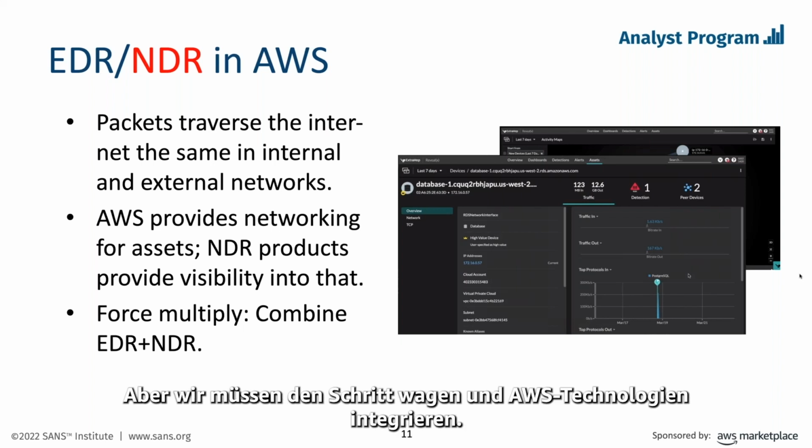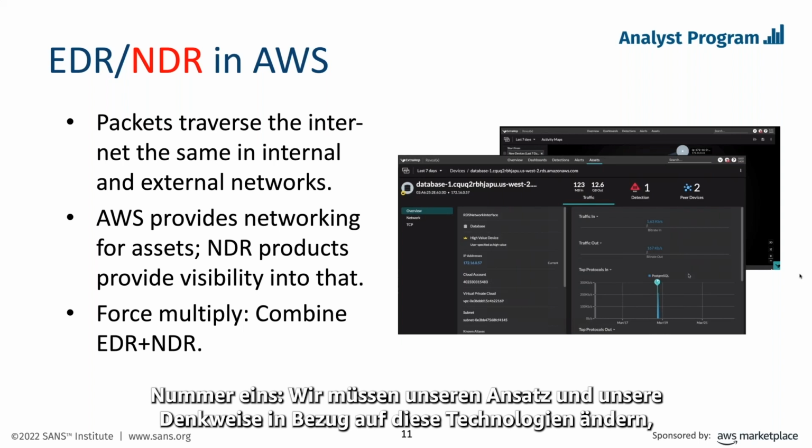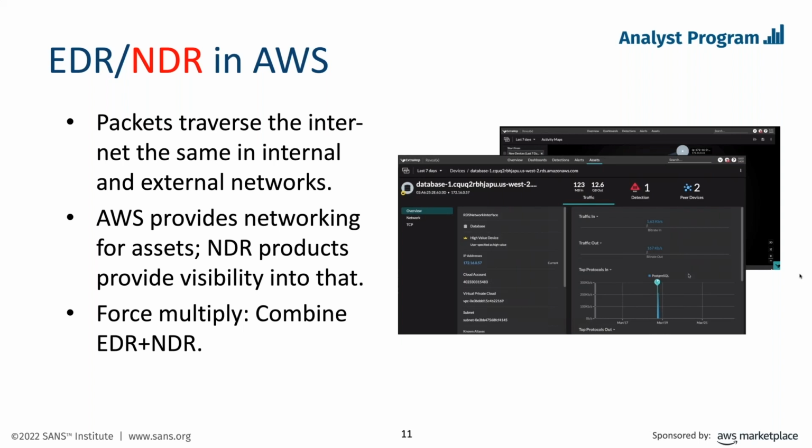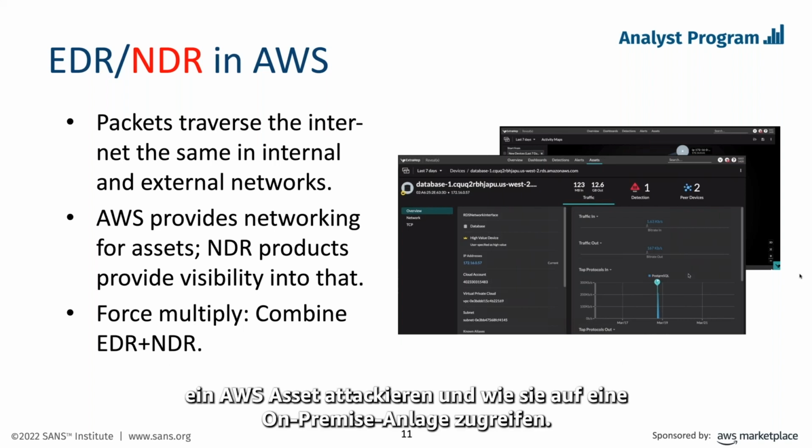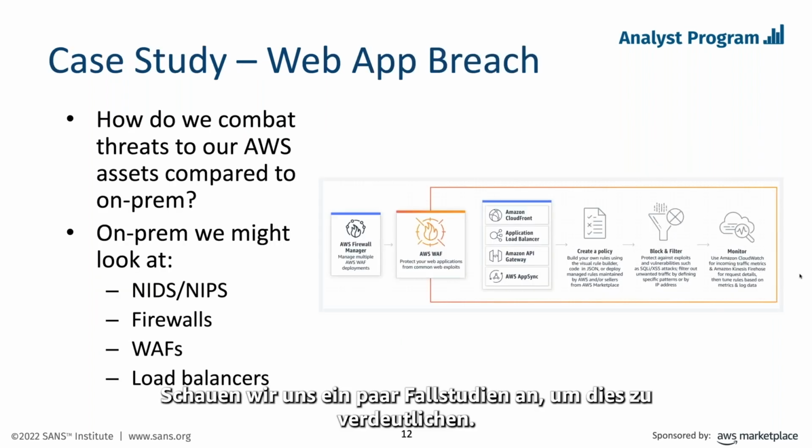But we've got to take the step and integrate AWS technologies, number one. We've got to change our approach in thinking of those technologies, number two. And last but not least, number three, we also need to be able to understand the difference between how adversaries might come after an AWS asset versus how they might come after an on-prem asset. Let's look at a couple of case studies to help identify this.